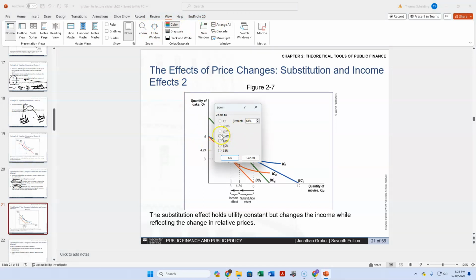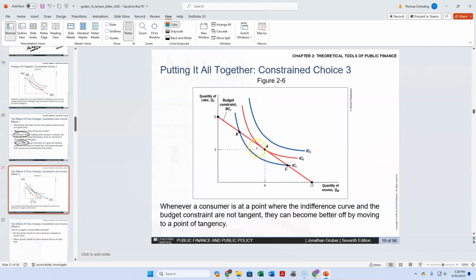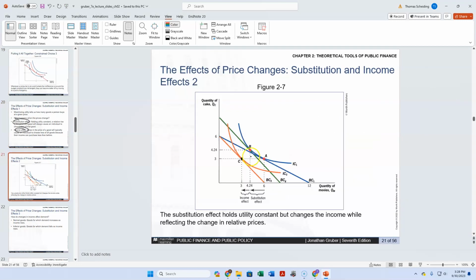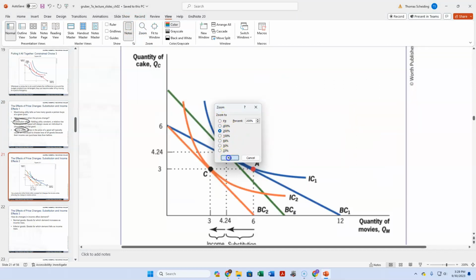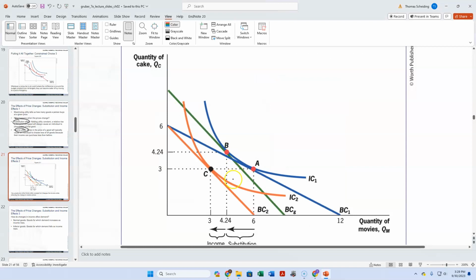Let's just go, is that too big? There we go.